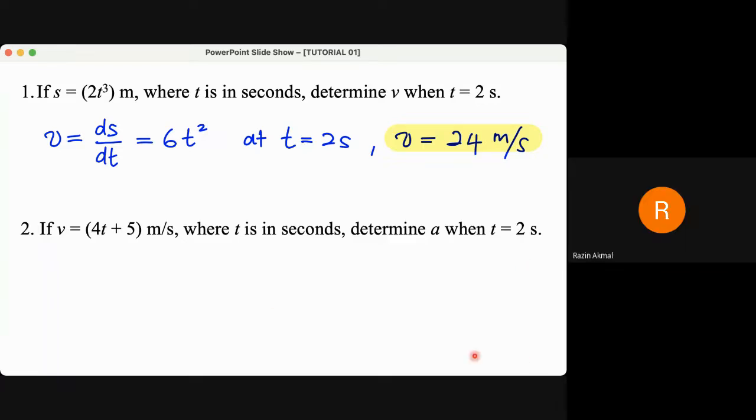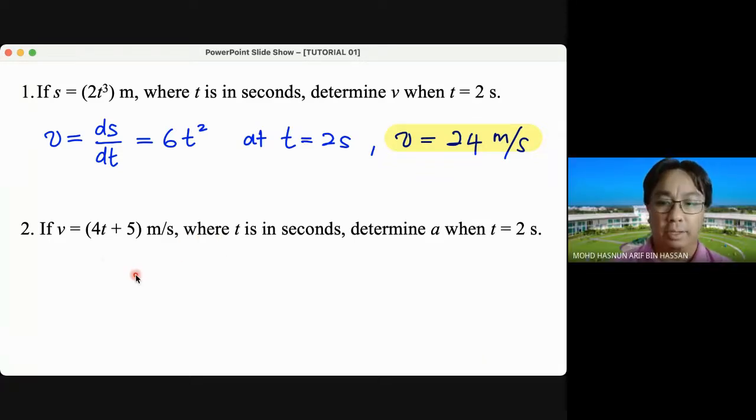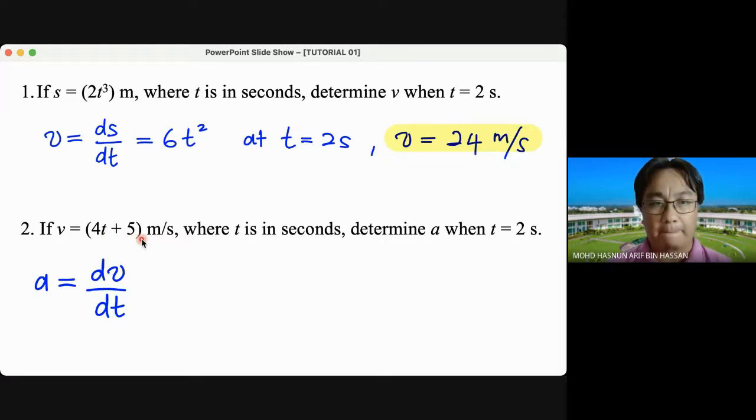Gunakan formula a equals dv over dt. Okay, good. A equals dV over dt. Okay, ini formula dia because V is given, kita nak cari A, so A equals dV over dt. This time also you have to differentiate. Okay, so now kita gantikan V dekat sini dengan 4t plus 5. So differentiate 4t plus 5, what will you get?